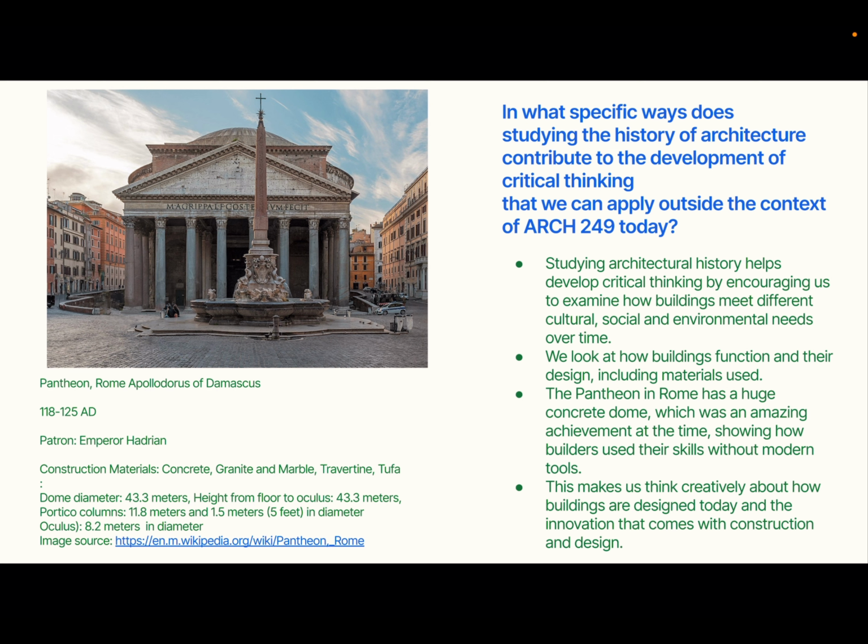And the example that I have in the picture is the Pantheon in Rome, the Apollodorus of Damascus. It was built in the time frame of 118 to 125 AD. The architect is unknown, but the patron is Emperor Hadrian. It had construction materials of concrete, granite and marble, travertine, and tufa. Those are the main ones. And then the common dimensions that I was able to find are below, and then the source as well.